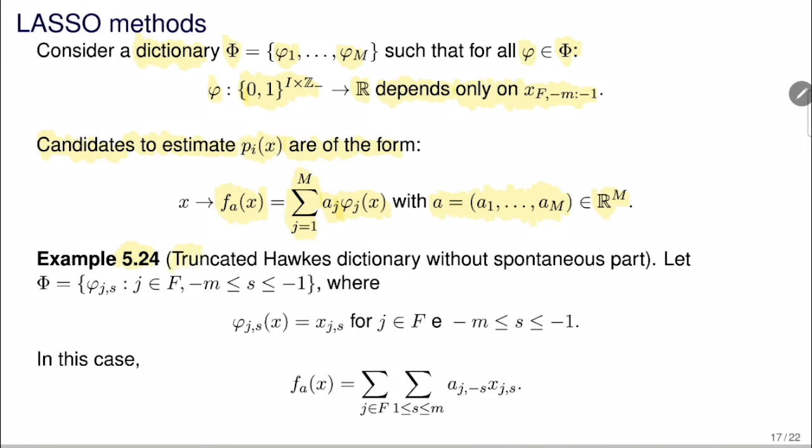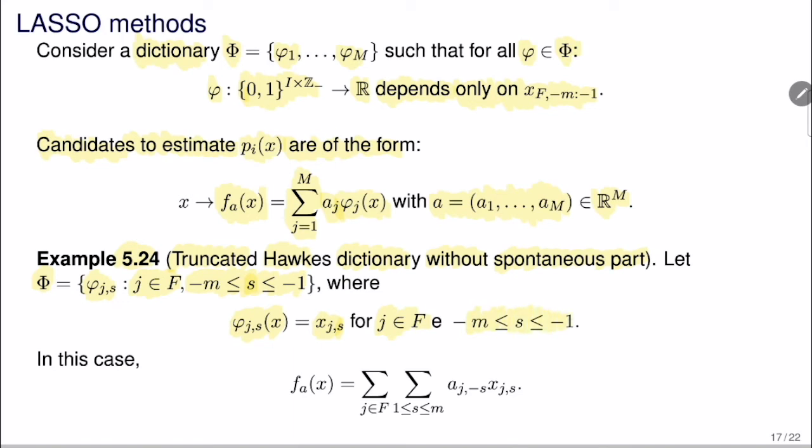And to give an example, this is example 5.24 in the book, which we call the truncated Hawkes dictionary without spontaneous part. This truncated Hawkes dictionary is of the following form. The set capital Phi is the set of all functions phi_{j,s} with j in F, and s from minus m to minus 1, where phi_{j,s} of x is just the projection of the space-time configuration in the coordinate (j,s). So phi_{j,s} of x is x_{j,s}. Again, j is in F and s is from minus m to minus 1.